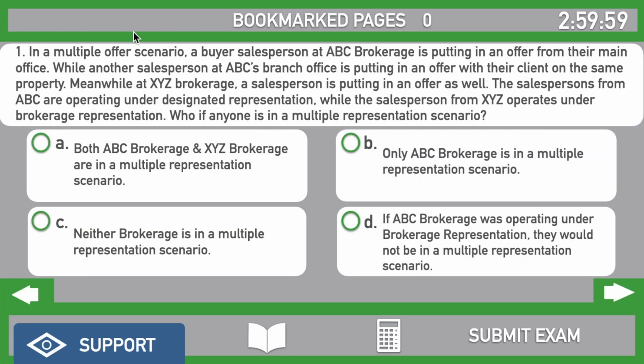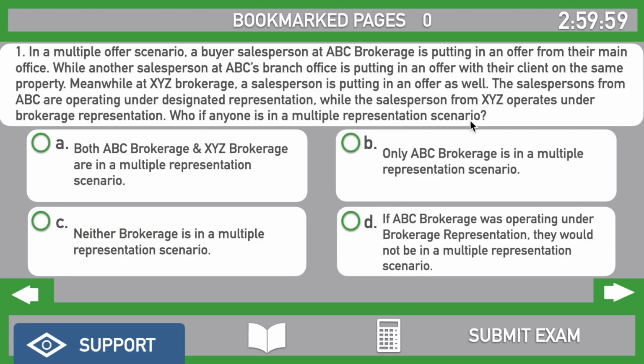Unlike other videos where I go through and break down the entire question, I'm just going to pinpoint one factor. Sometimes on these exams, they will try to confuse you by involving branch offices. They will have something like this: a buyer salesperson at ABC Brokerage is putting in an offer from their main office, while another salesperson at ABC Brokerage is putting in an offer from their branch office. Meanwhile, at XYZ Brokerage, another salesperson is putting in an offer. The salesperson from ABC is operating under designated representation, while the salesperson from XYZ is operating under brokerage representation.